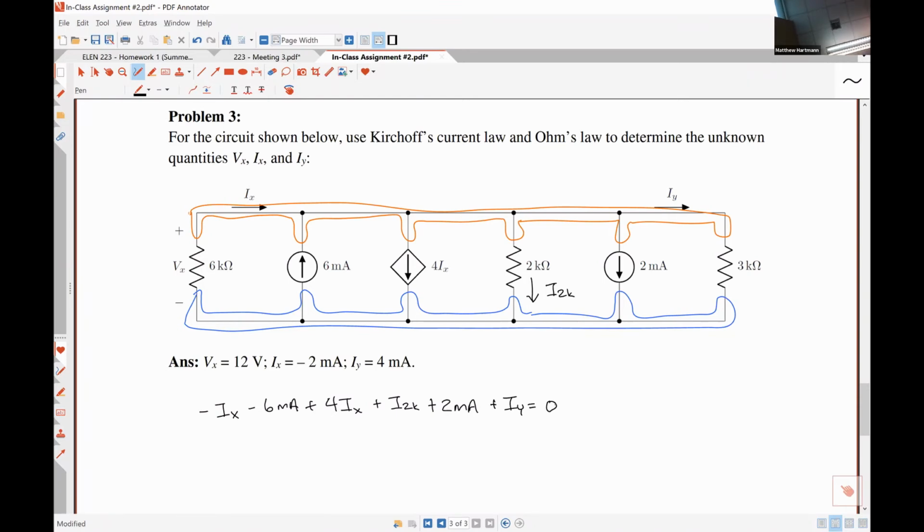So I have one equation and 3 unknowns, my unknowns being IX, IY, and this new current that I had to identify, I2K. What I'm going to do is use Ohm's law to get relationships that will put IX, IY, and I2K in terms of this voltage Vx. So let's start with IY. Could anybody tell me what my relationship for IY in terms of Vx should be?